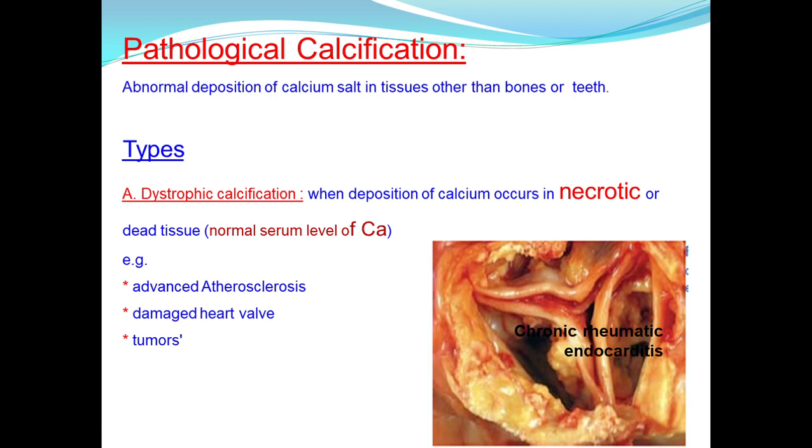Examples of dystrophic calcification: deposition of calcium in advanced atherosclerosis, in a damaged heart valve, and in tumors. This is a damaged heart valve in a case of chronic rheumatic endocarditis with calcification of the valve.